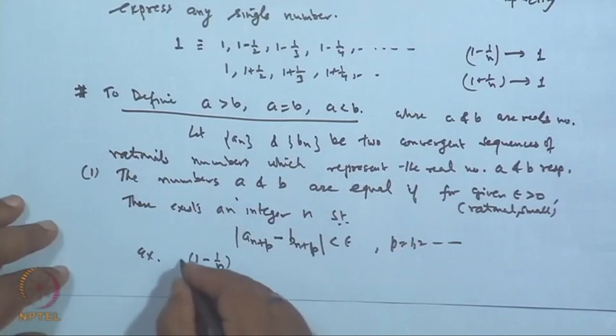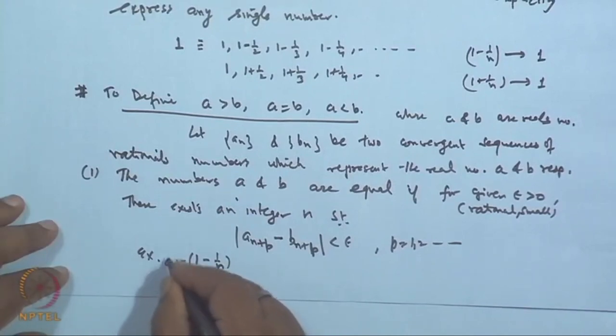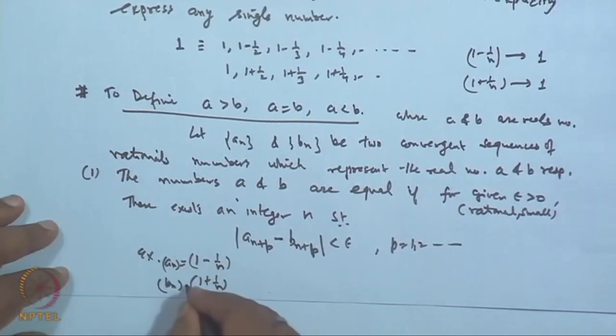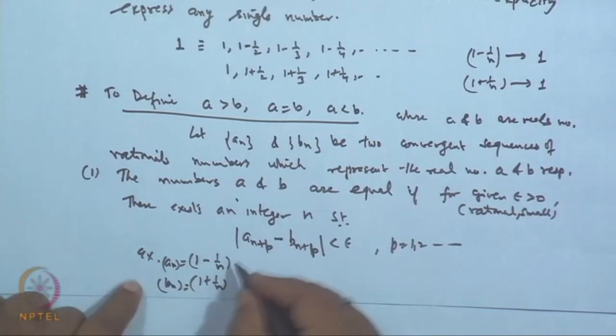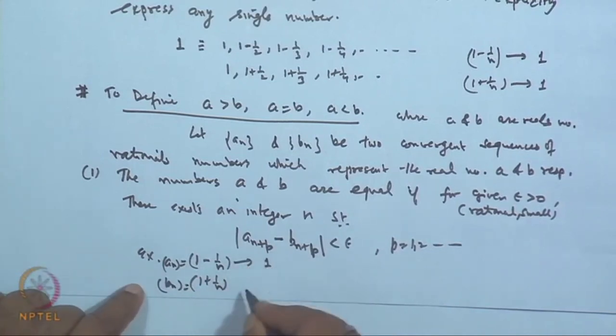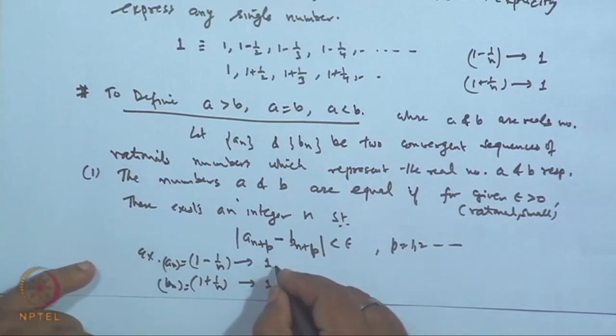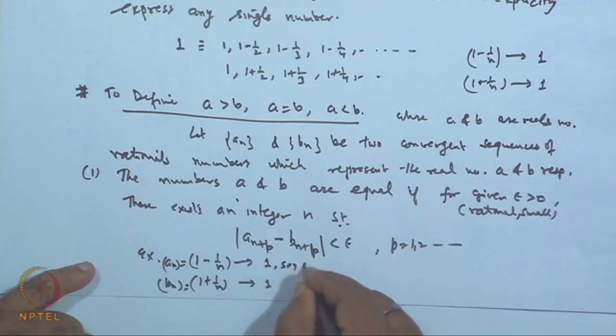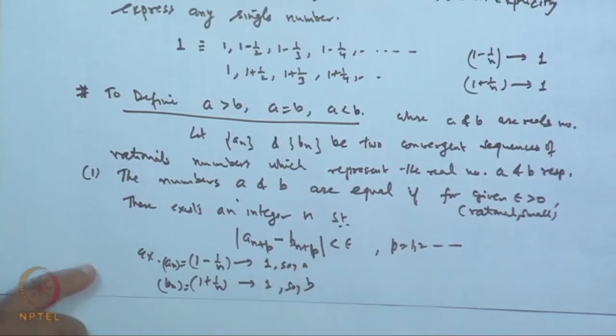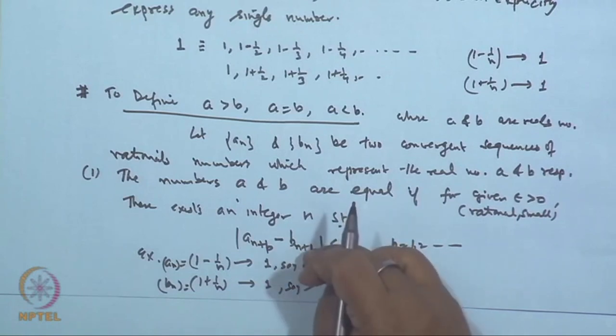Okay, this is our sequence A n, this is a sequence B n. Now, they represent the same number 1 and this is also 1. So, basically this is say A, this is say B. We say A is equal to B.